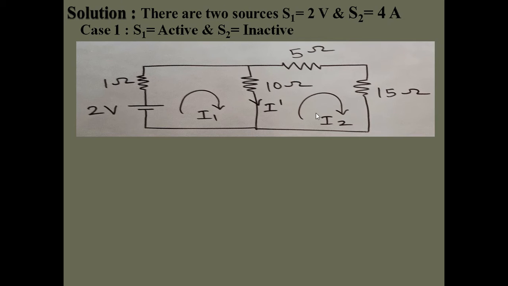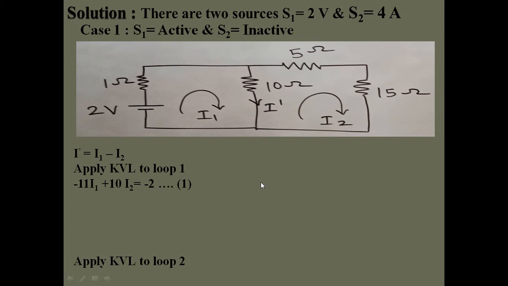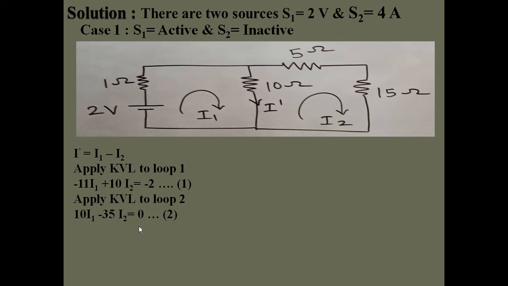In case 1, this will be our diagram. We have to find current through 10 ohm, so we will name it I dash. For this particular case, I dash is equal to I1 minus I2. Then by using KVL, we can find the currents I1 and I2. When we apply KVL to loop 1, our equation will be minus 11 I1 plus 10 I2 is equal to minus 2. When we apply KVL to loop 2, our equation will be 10 I1 minus 35 I2 is equal to 0, which is equation number 2.